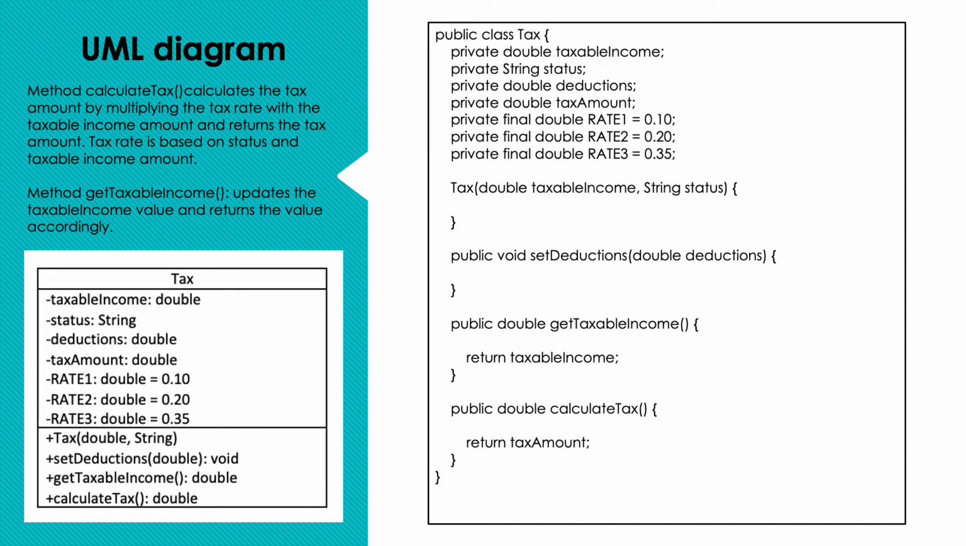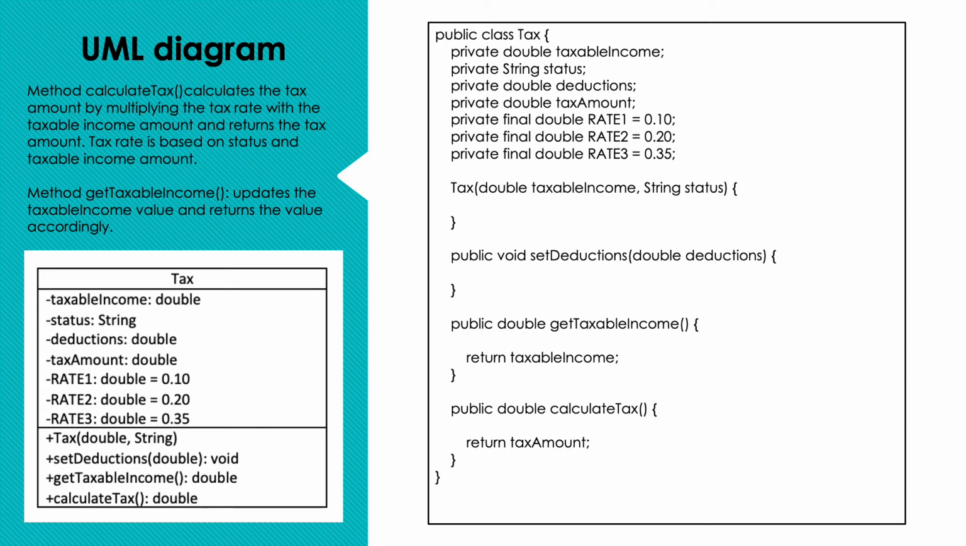So based on the UML diagram, we can write some of the code first. So we know that we have the instance variables. So we have private double taxableIncome, and then we have private String status, private double deductions, private double taxAmount. And then we have RATE1, RATE2, and RATE3. Those are written in capital letters, meaning that those are constants.